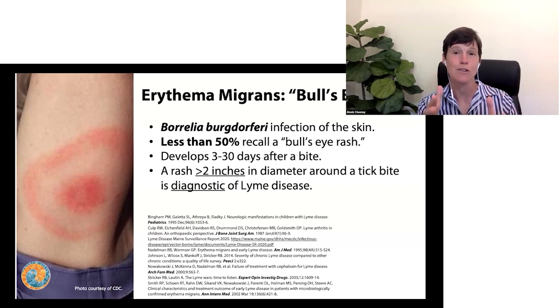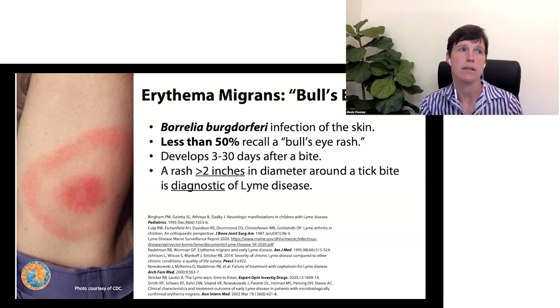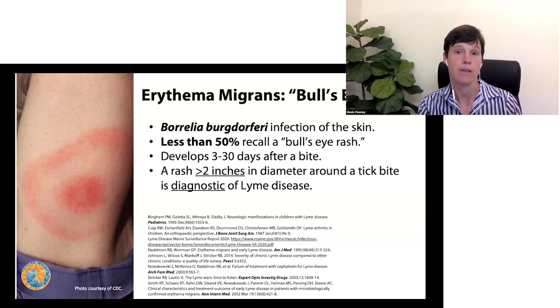So you might have that short term, really just a few days or a week or so of feeling pretty awful. But with treatment, people feel better pretty quickly. So look out for that bullseye rash. However, it happens less than half of the time with people who have been diagnosed with Lyme. Only half or less recall a bullseye rash. So this develops within 30 days after the bite. And really the criteria is that the rash is more than 2 inches in diameter.